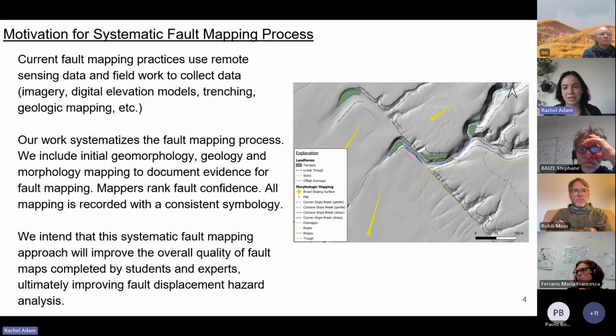All of the mapping that we created uses a consistent symbology, because oftentimes it depends on different maps. They could all use different symbology and they could be mapping the same thing, but interpreting the area differently. We hope that with this kind of systematic, broad symbology, it's going to improve the overall quality of the fault maps and make it a bit easier to understand, disseminate, and compare to ultimately improve the fault displacement hazard analysis.